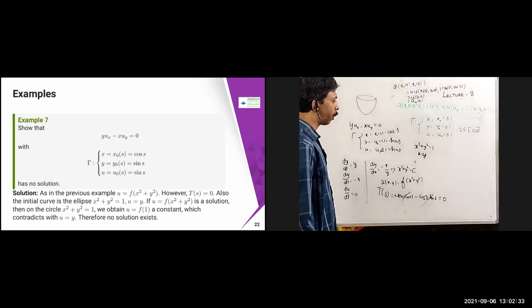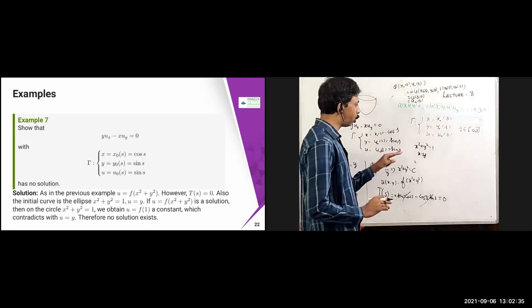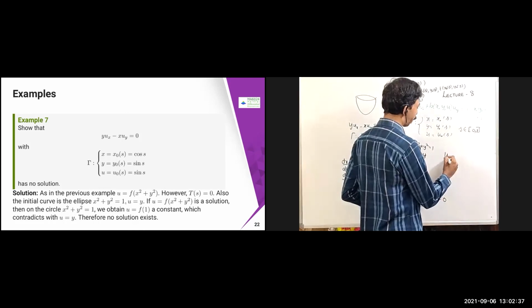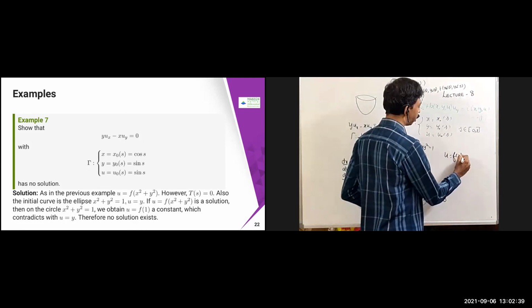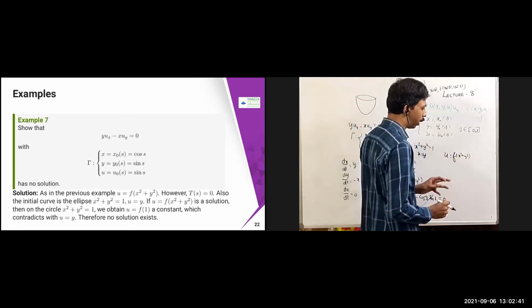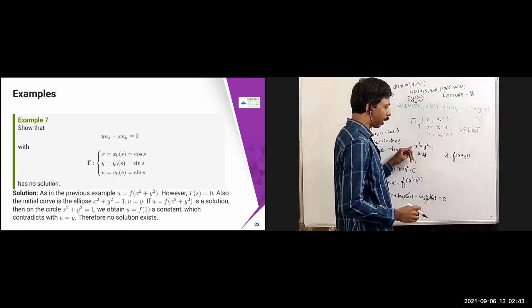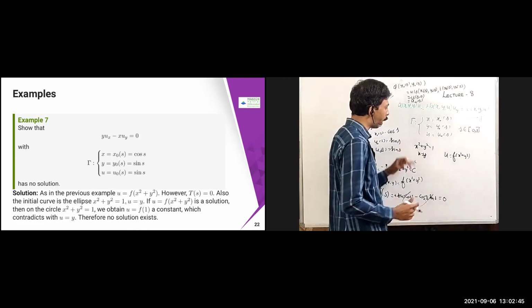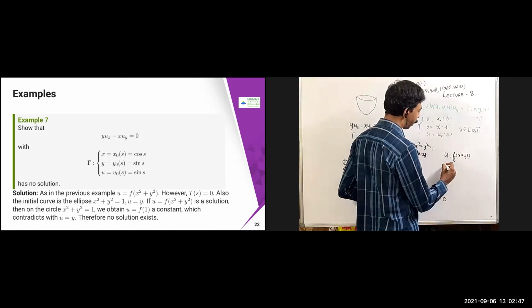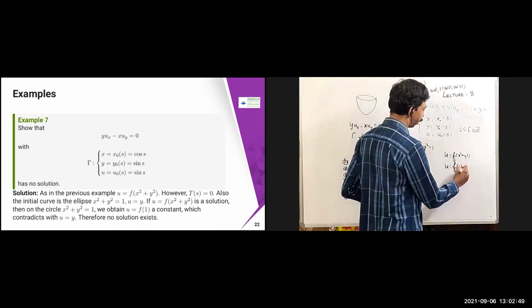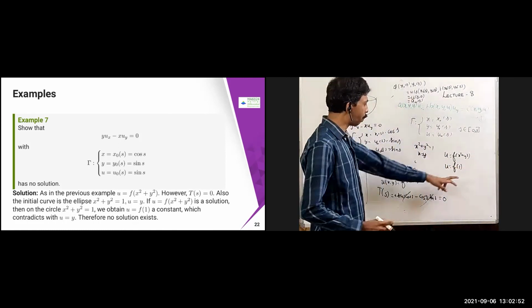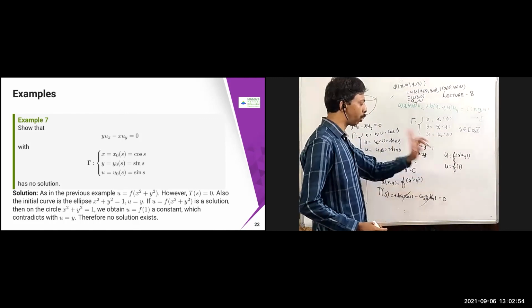Suppose u equals f of x square plus y square is a solution. Then on the circle x square plus y square equals 1, what you are going to obtain is u equals f of 1. But that means you are going to obtain a constant. f of 1 means it is going to be a constant.